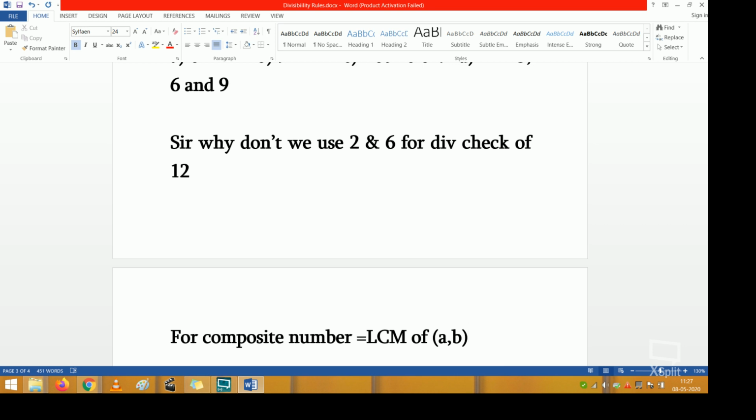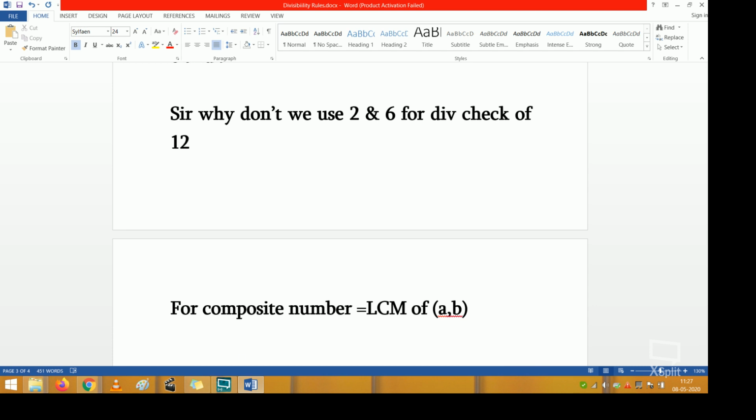For example, let us assume that the composite number is 12. What LCM of what and what will give you 12? LCM of 4 and 3 will give you 12. So LCM of 4 and 3 will give you 12. Now we can use this 4 and 3 for the divisibility check of 12. This is what I explained in the video.